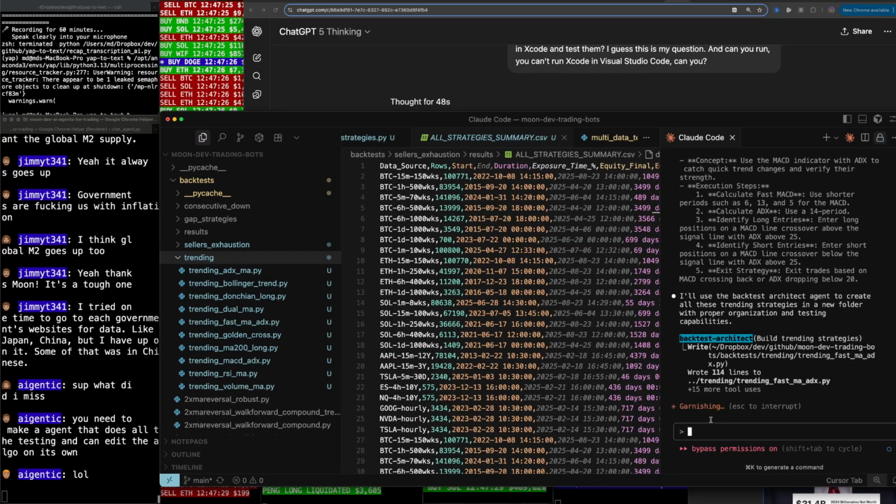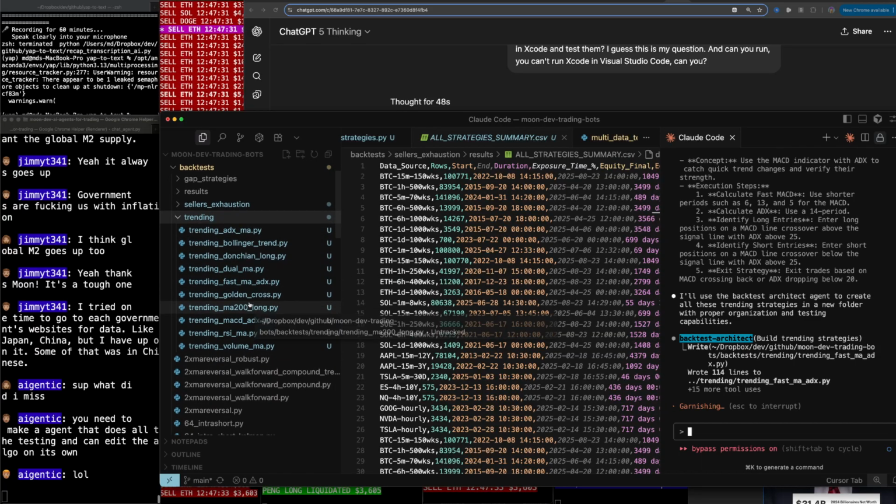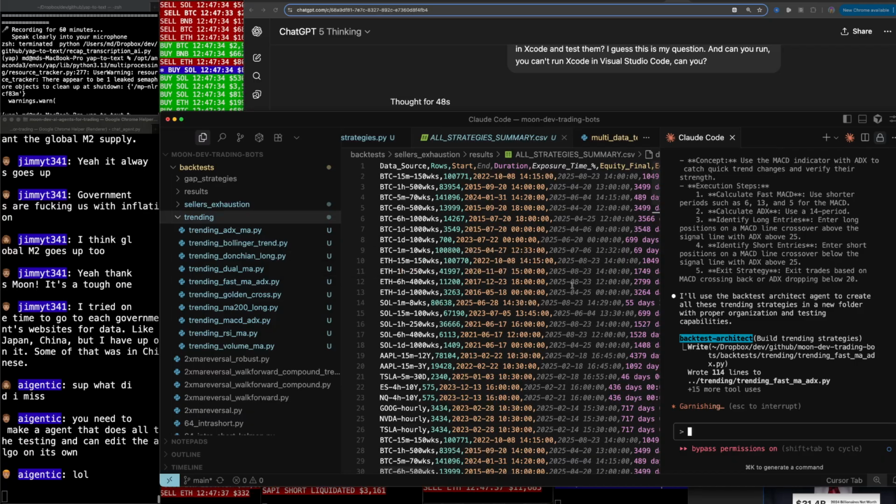So we've got our sub agent working down here, which is amazing. The backtest architect is going through and creating all these trending models here. Then we should have a run all file that will allow me to run them all and see all the data.